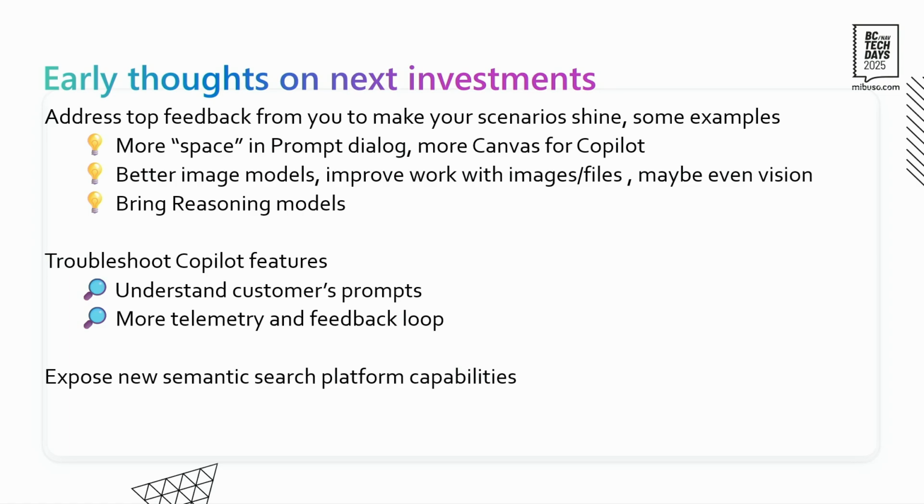And then in general, it can be a challenge to troubleshoot. Just in general, building Copilot features is very much trial and error. You have to modify prompts, you have to try things out. Again, that's where the tests come in. But being able to have better telemetry, feedback loops, and understand customer prompts. And then we often hear from partners that they would really like to have better search capabilities, right?